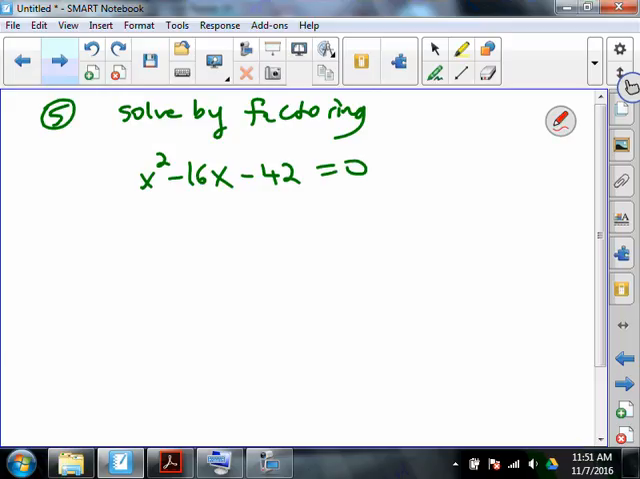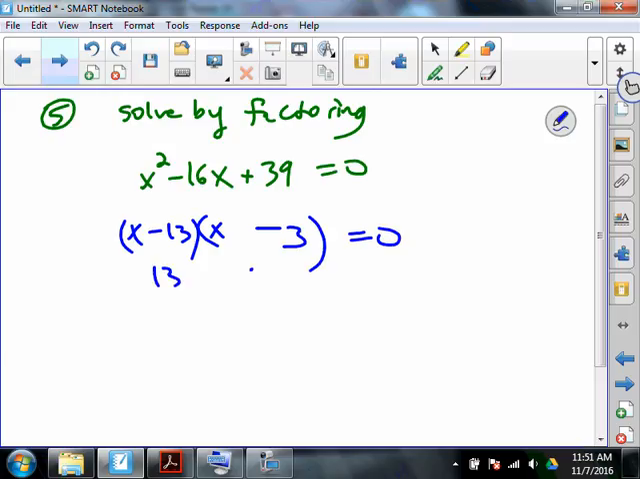Actually, that should be a 39. Sorry. And that should be a plus. Sorry about that. Okay. So if it was like that, we'd have an x and a 13 and an x and a 3. Yeah, we just did these. So 13 and 3. This is just like the quiz. So solution set notation, 3 and 13, that kind of thing. Okay. The one on the quiz, I can promise you it will factor.